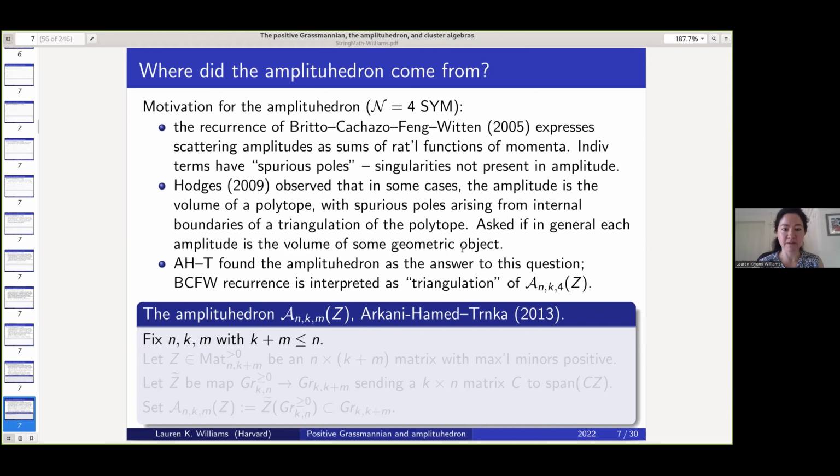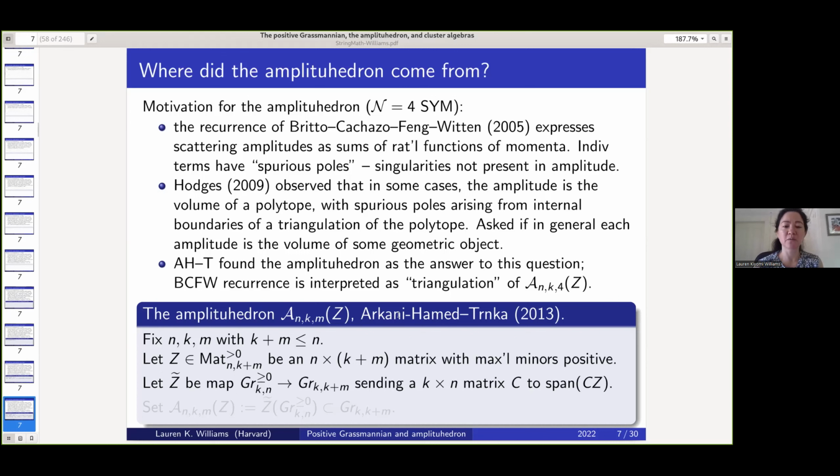Okay, so here's the definition. We're going to fix positive numbers n, k, and m with k plus m at most n. There's going to be an amplituhedron for each triple of numbers. And in addition, we also fix a matrix Z. This is encoding external data. And Z is an n by k plus m matrix whose maximal minors are strictly positive.